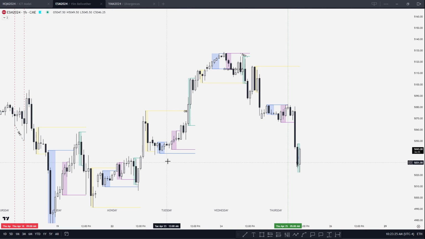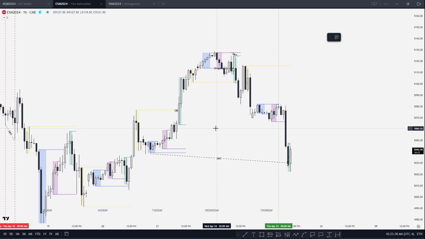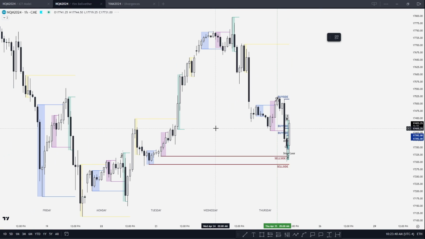So ERL sell side taken on ES. We have both the Asian session over here and London session from Tuesday. So that is your sell side, but there's also SMT present between there and there. Okay, so we only took out London session low at 9:30 and failed to take out Asian session low. So that is your bullish SMT.